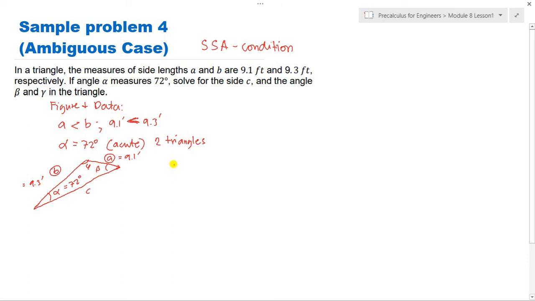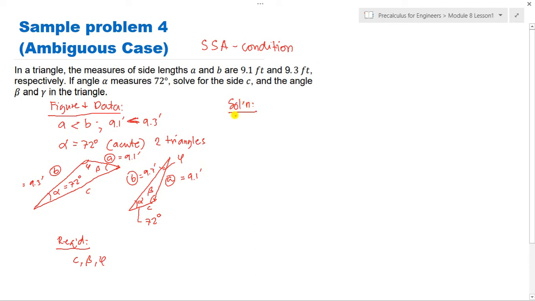Ikaduha na itong triangle is, kani siya. Okay, sorry, ito balik, ito ni erase. Ikaduha is, kani siya, this is our B, then C, then mo na itong A. This our A, this is 9.1 feet. Our B equal to 9.3 feet. Our alpha, again, this is 72 degrees. Our side C, and our angle gamma, and this one is our angle beta. Okay, so duha ka triangles. Ato makuha ni ani nga problem. So requirements. So we are required to solve for side C, solve for beta, and solve for gamma.